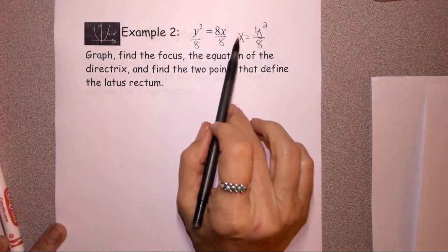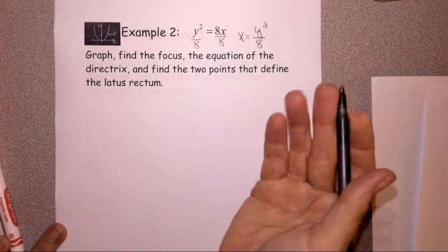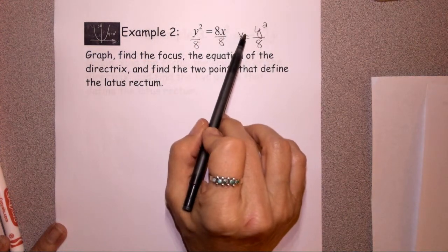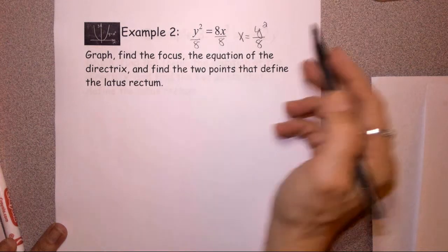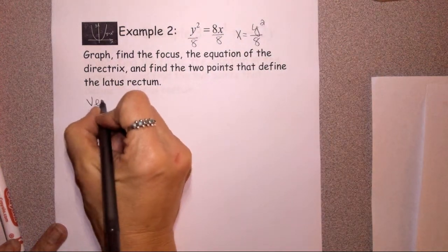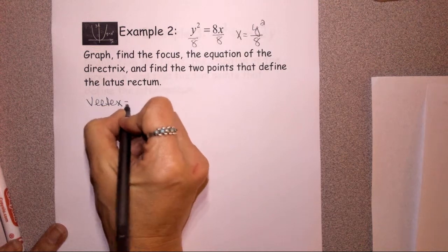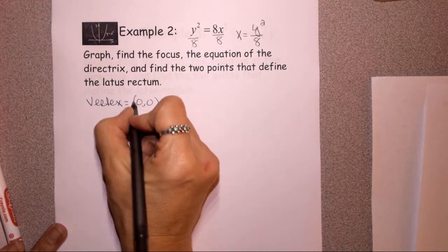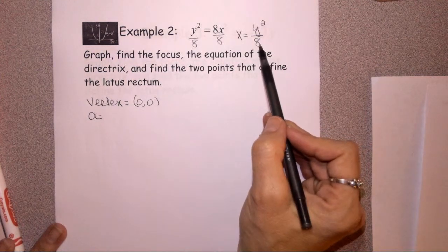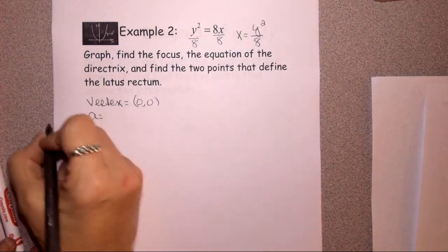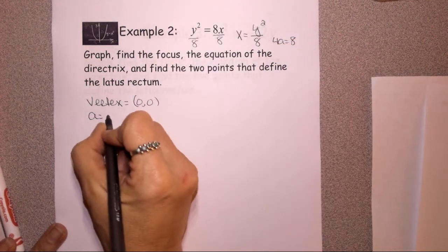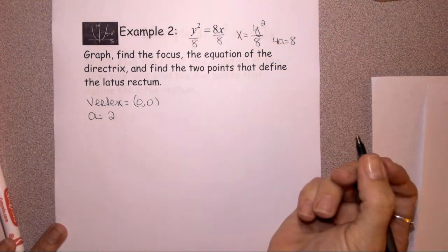Because it says x equals, I know it's going to open left or right. Because it's a positive, I know it's going to open to the right. Because there are no parentheses, I know that my vertex is going to equal 0, 0. Again, just like the front, the bottom number is my a. So I know 4a equals 8. So a is equal to 2.